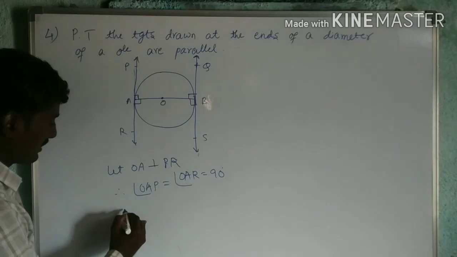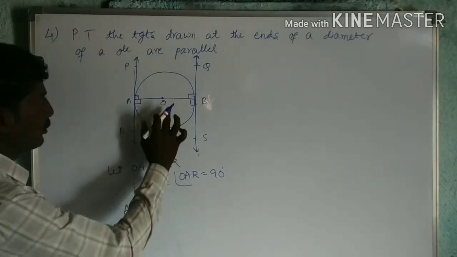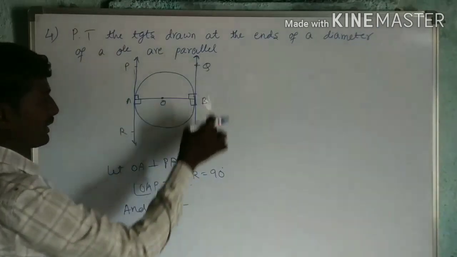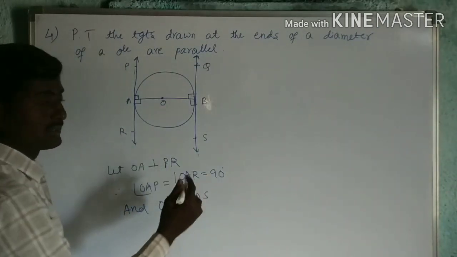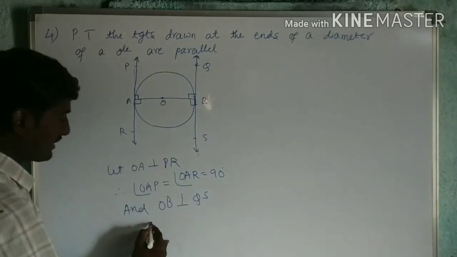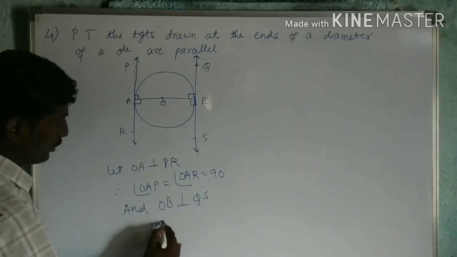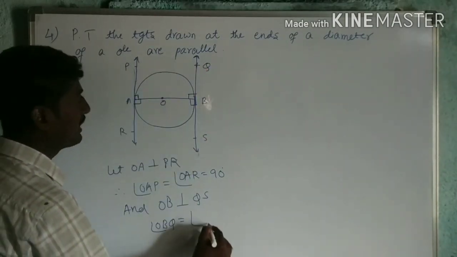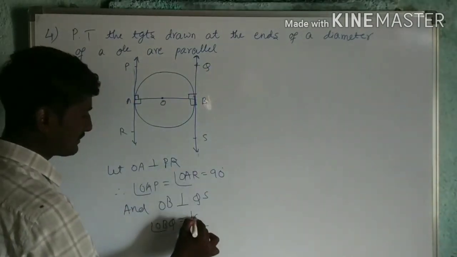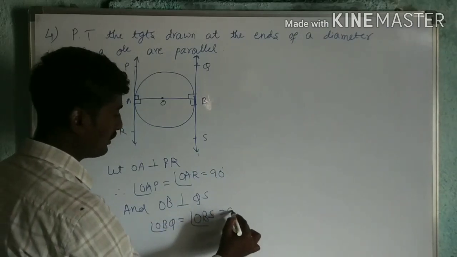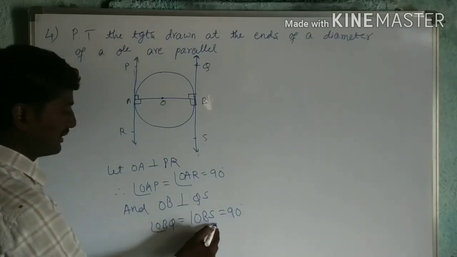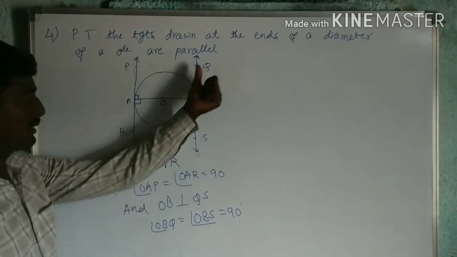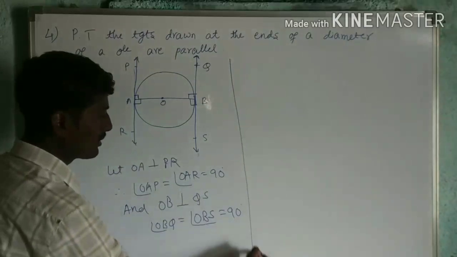Next, another one, that is OB. OB is also perpendicular to what? QS. So since it is perpendicular to QS, can I write angle OBQ is equal to angle OBS. OBS is equal to 90 degrees. Okay. Now these two, PR is parallel to QS, I am going to prove.